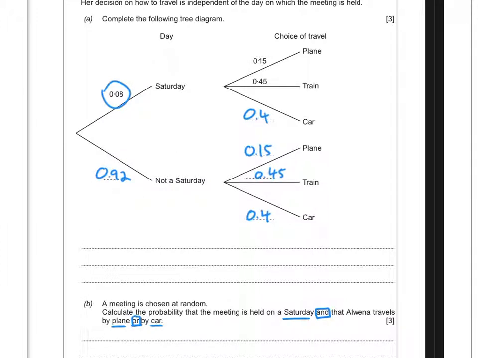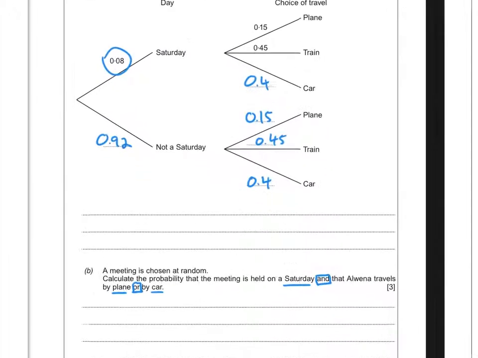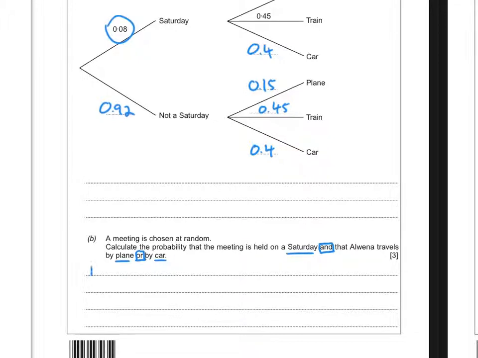So for the first part, I'm looking at this diagram where we're saying, well, Saturday is this branch and plane. So I need to go along these branches, or I'm going to say Saturday and car. So the way we write this using correct mathematical language would be this. I'm saying, well, the probability of travelling on Saturday and by plane, or the probability of travelling on Saturday and by car.